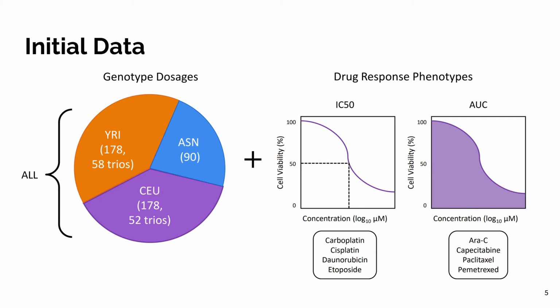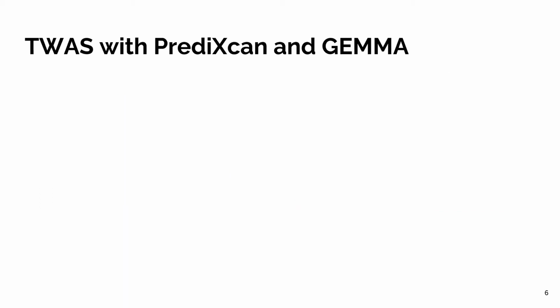And then for our phenotype data, we were looking at drug response phenotypes in the form of IC50 and AUC measurements for a total of 8 different chemotherapeutic drugs. And these are just measures of cell viability after treatment with a corresponding chemotherapeutic. Using this data, we were able to conduct transcriptome-wide association studies with PrediXcan and GEMMA.